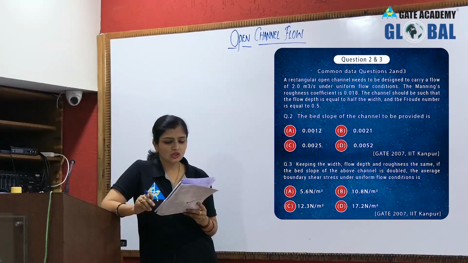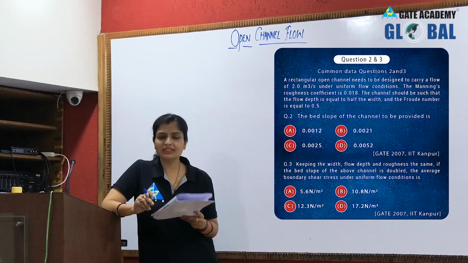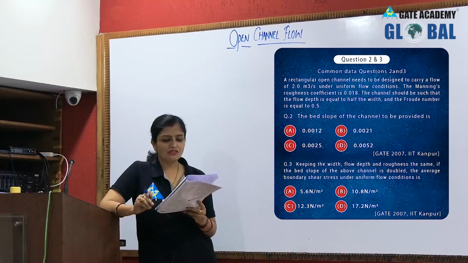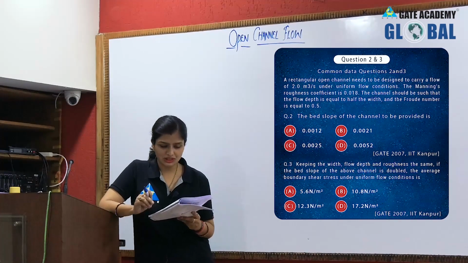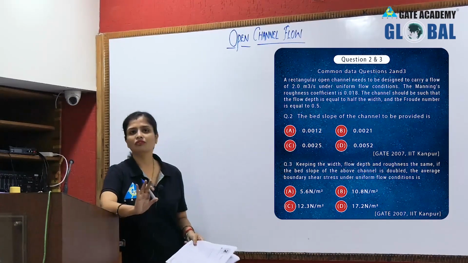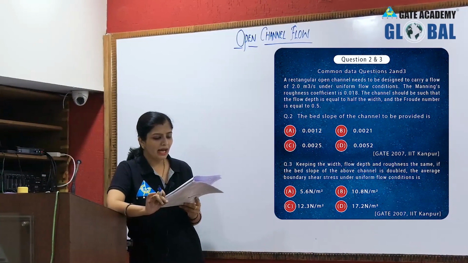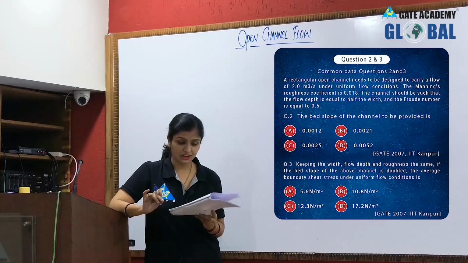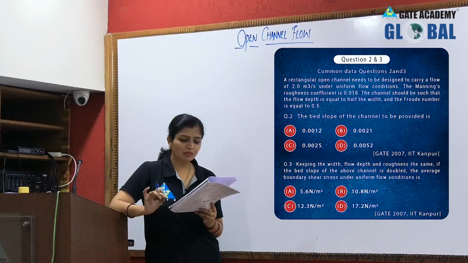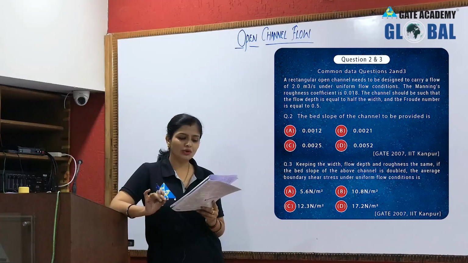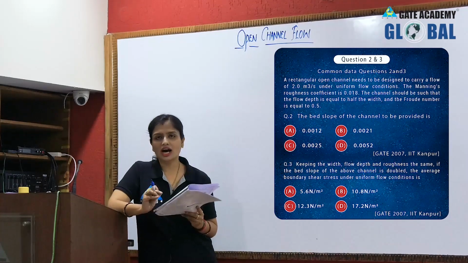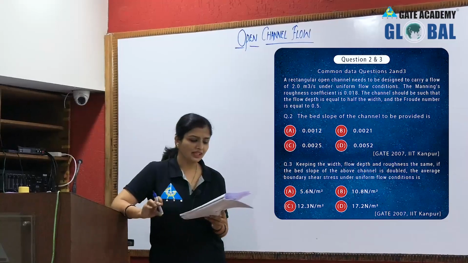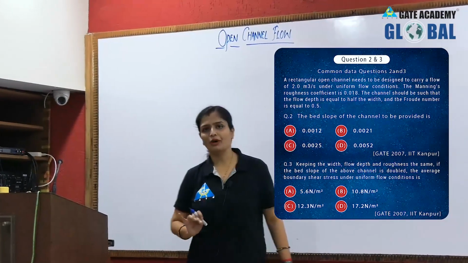A rectangular open channel needs to be designed to carry a flow of 2 meter cube per second under uniform flow conditions. The Manning's roughness coefficient is 0.018. The channel should be such that the flow depth is equal to half the width, and you have been given the Froude number equal to 0.5.